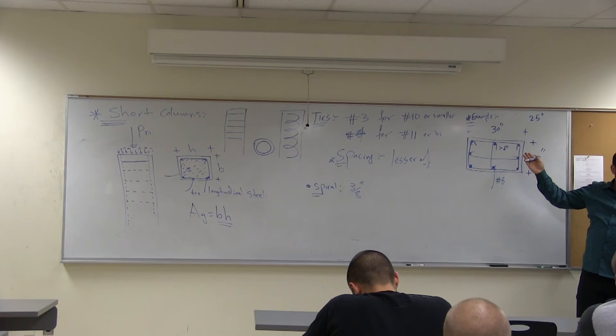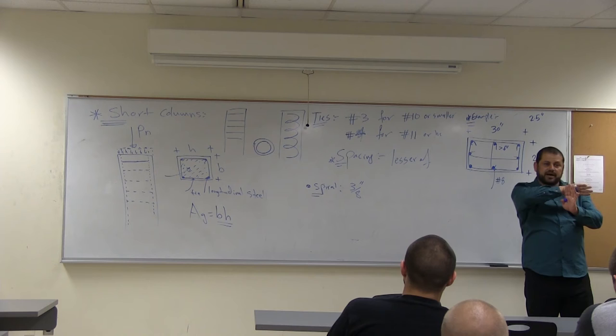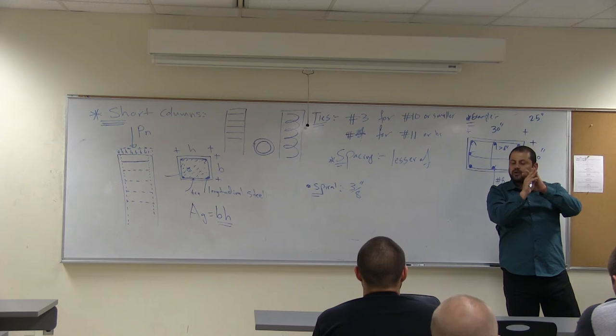Because the distance between this and that, with these dimensions, they are huge. The clear distance is more than 6 inches. This is what you need to know. If the clear distance between any bar and the closest bar to it that's confined in both directions is more than 6 inches, that bar needs to be confined in both directions.